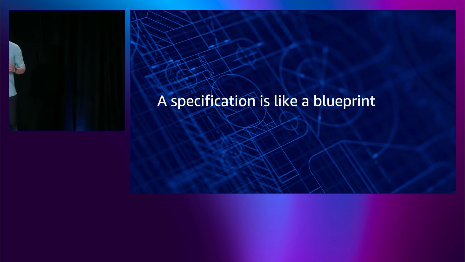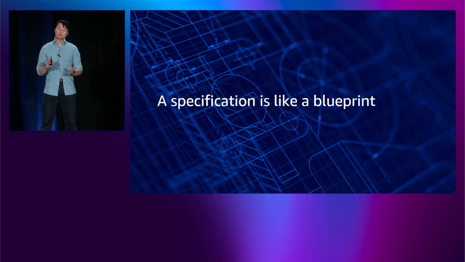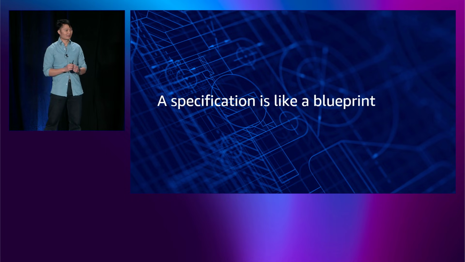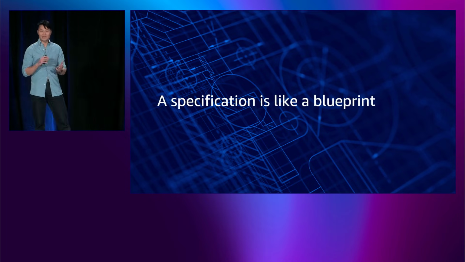A specification for a system is like a blueprint for a building. It's an abstraction. A good specification captures what behaviors a system should have without prescribing how the system should implement it. And one of the major advantages of thinking and writing down a specification early before writing any code is that it's hard, and it requires you to truly understand what you're building.